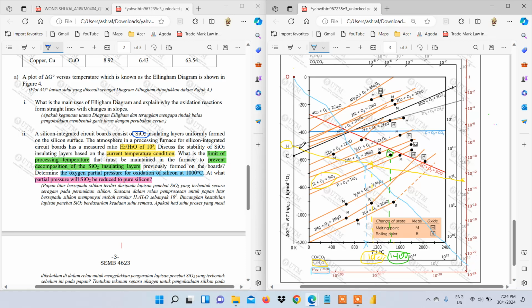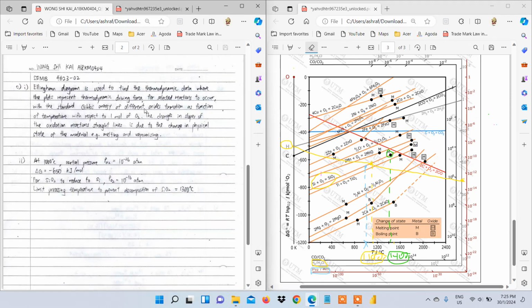So you use a ruler to get your partial pressure at the temperature of 1000 degrees Celsius, which, by referring to the senior's answer right here, he gets about 10 to the power of negative 26.